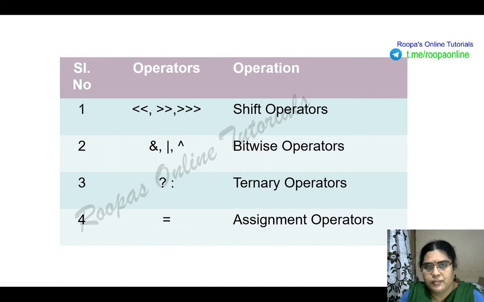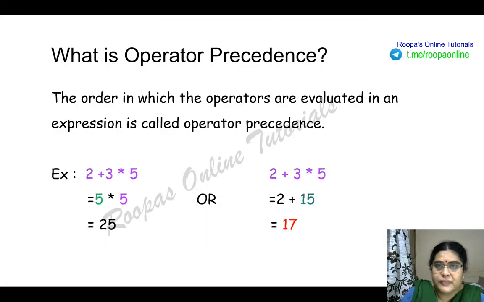Hope you understood this. Now, another 2 marks question. They ask you, what is operator precedence? Operator precedence means the order in which the operators are evaluated. That means there should be a particular way in which we calculate the operators in an expression. That is known as operator precedence. I have given an example here. You can observe, here we have 2 plus 3 into 5.